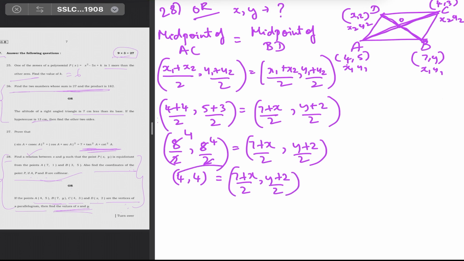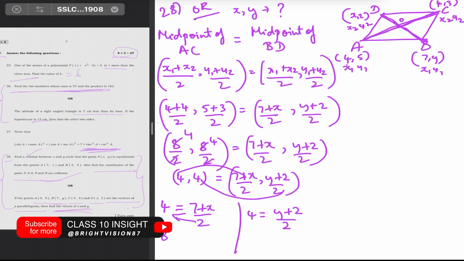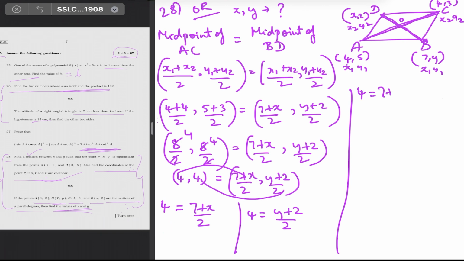On simplifying the x coordinates and the y coordinates, we get 4 is equal to (7 plus x) by 2 and 4 is equal to (y plus 2) by 2. Taking 2 to LHS, it becomes multiplication. Coming to the x coordinate, 4 is equal to (7 plus x) by 2. Taking 2 to LHS, it becomes multiplied, that is 4 into 2 is equal to 7 plus x. 8 minus 7 is equal to x, therefore x is equal to 1.